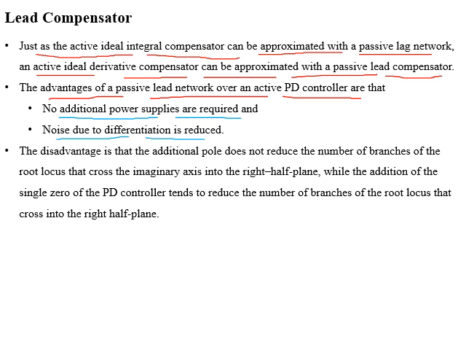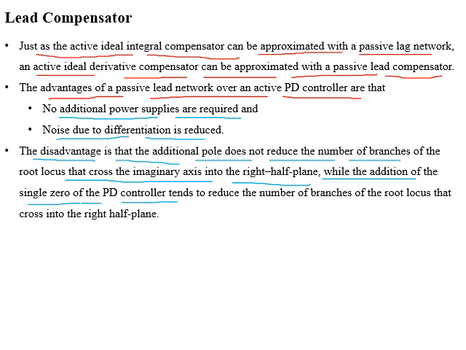The disadvantage is that the additional pole doesn't reduce the number of branches of the root locus that cross the imaginary axis and enter the right half plane, whereas the addition of the single zero of the PD controller reduces the number of branches of the root locus that cross the jω axis and enter the right half plane.